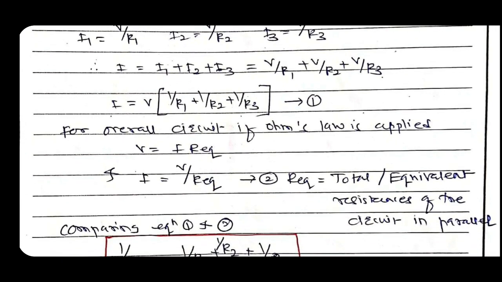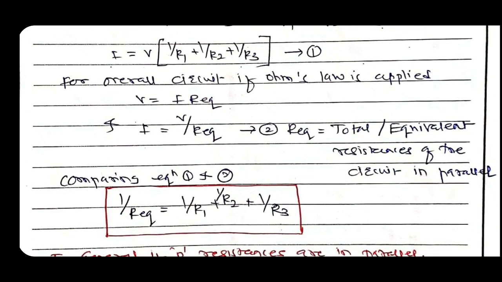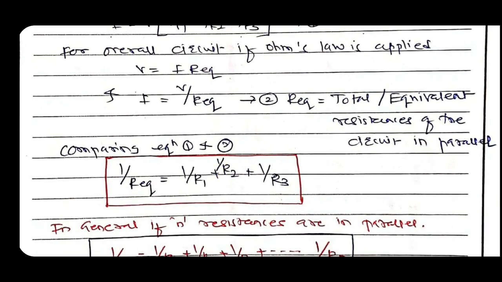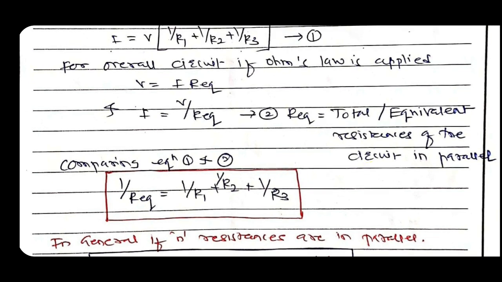Substituting these values in the equation, I is equal to V in brackets, taking V as common, 1 upon R1 plus 1 upon R2 plus 1 upon R3. The same way you can apply Ohm's law to the overall circuit: V is equal to I into R equivalent. So in a parallel circuit the equivalent resistance is 1 upon R equivalent equals 1 upon R1 plus 1 upon R2 plus 1 upon R3.